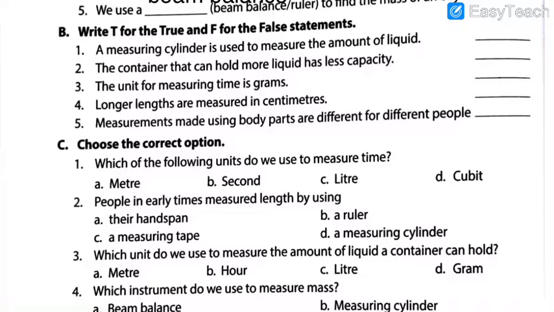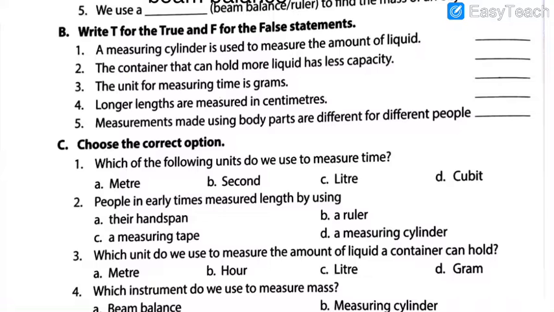Okay. So I hope that you have written the answer for question 1. And I hope that before thinking and writing the answer, you read the statement twice. Number 2, the container that can hold more liquid has less capacity. What could be the answer? Come on, think fast. Your time starts now. 5, 4, 3, 2, 1 and 0. I hope you have written whether it is true or false.